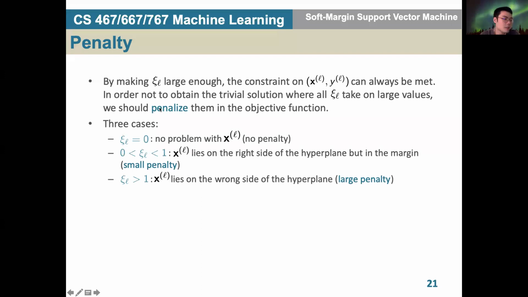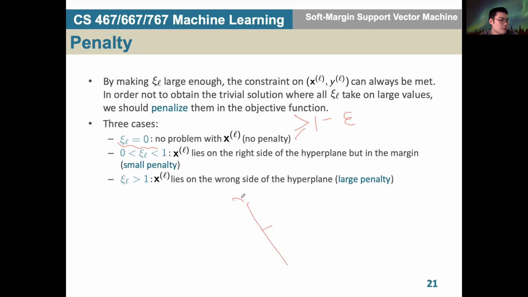Right? So as a summary, what are we having here? Remember, we want to be larger than or equal to 1 minus this. Okay? So if this thing is 0, which means you have no problem. So if you want a margin, this is 0, this is 1. If you don't need any slack variable, which means you are on this side, that's fine. And if you are in between 0 and 1, that means this thing is still larger than 0, so on the right side of the thing, you are still positive.